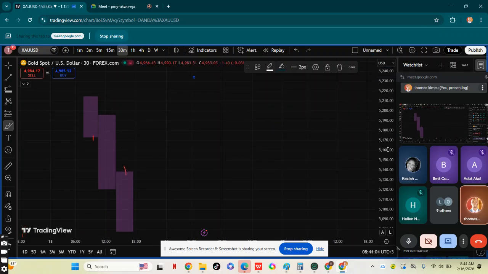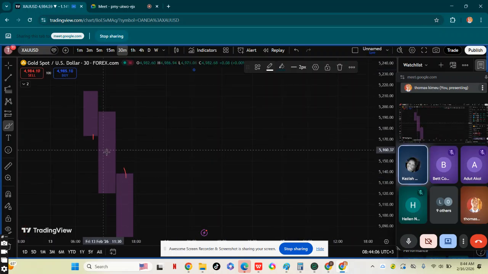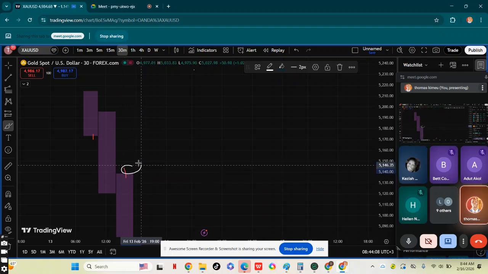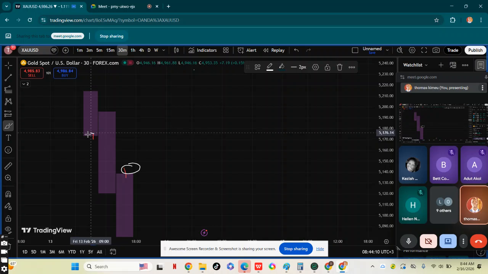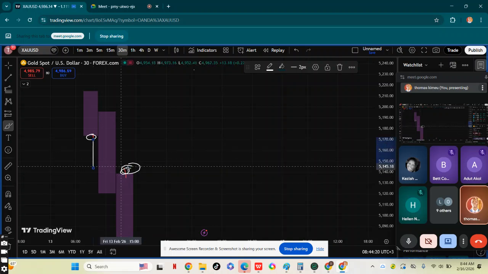For instance, look at this candle, this wick, and this wick. There must be a candle in between. You can see this candle and this one are not locked to each other. Locking means, how will I explain this? This candle should be locked to this one. There should not be a gap in between.